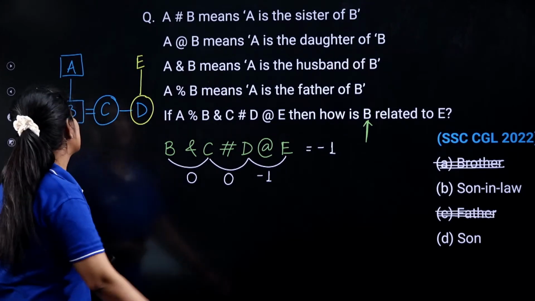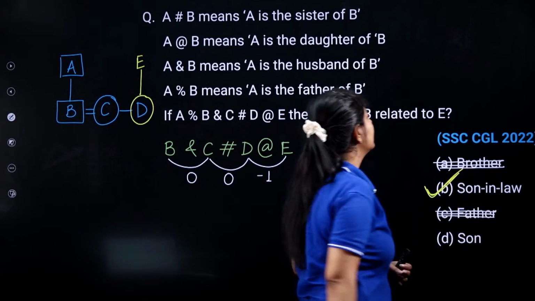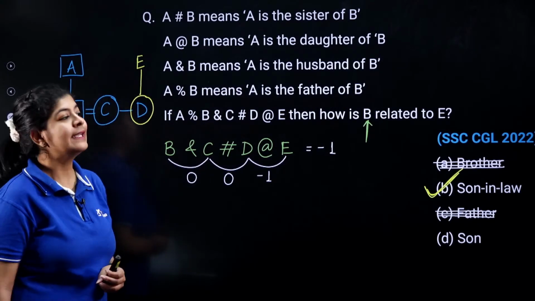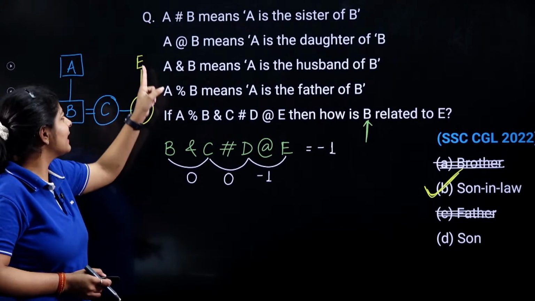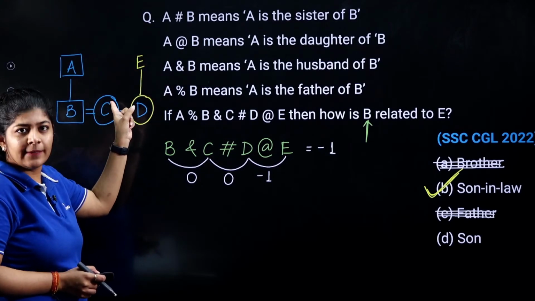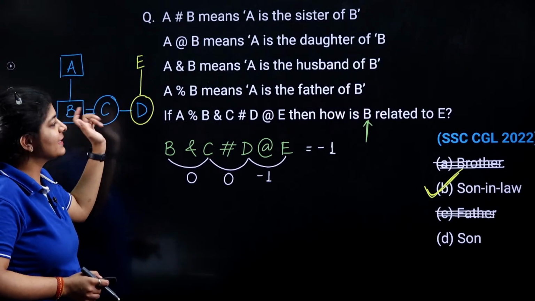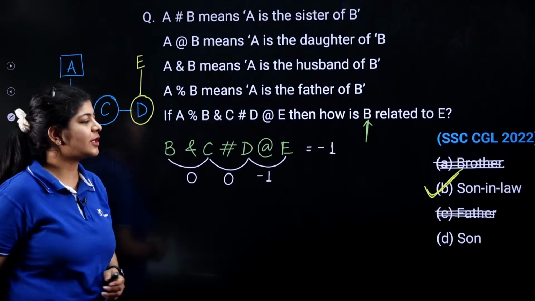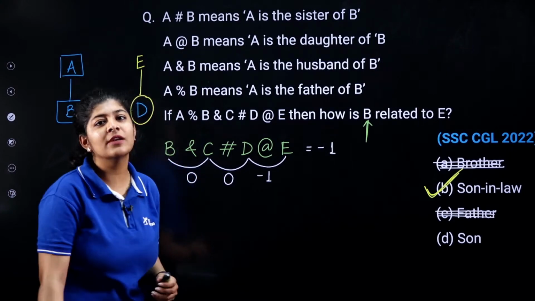Option B, yes. Basically, B is a son-in-law of E. Because if E is the mother of D, then we can say that E is also the mother of C. And B is the husband of C. So basically B is the son-in-law of E. So option B is the correct one.